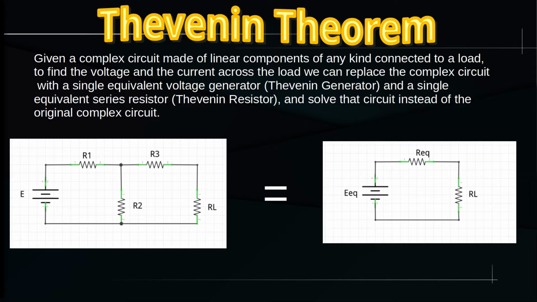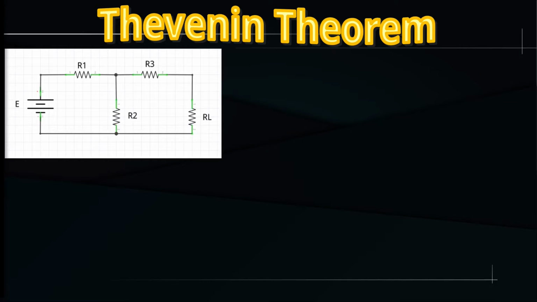Once we do that, we can just attach to this equivalent circuit the load that we are interested in and resolve this simple circuit, with just one generator and two resistors. The interesting thing is that once we have calculated the equivalent generator and the equivalent resistor, we can easily determine voltage and current through any linear load we apply to the equivalent circuit, without the need to recalculate anything else. Let's continue with the example shown to see how we can calculate the equivalent voltage of this Thevenin generator and the equivalent resistance of this Thevenin resistor.